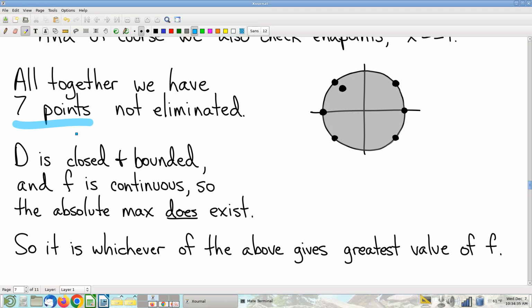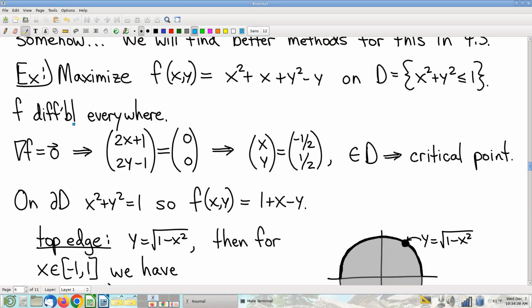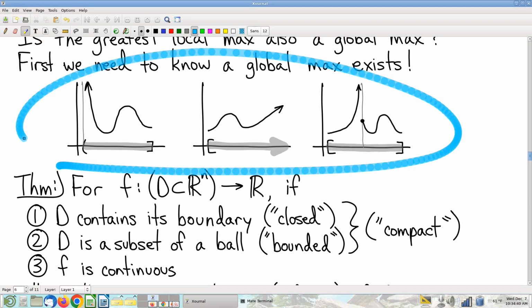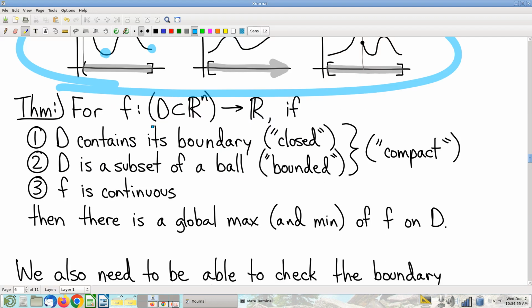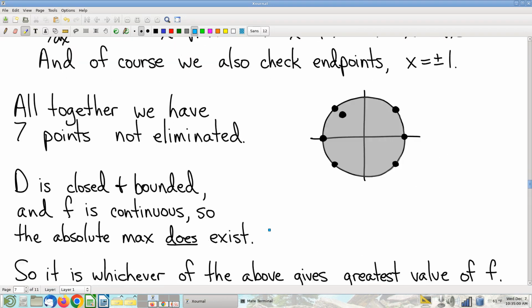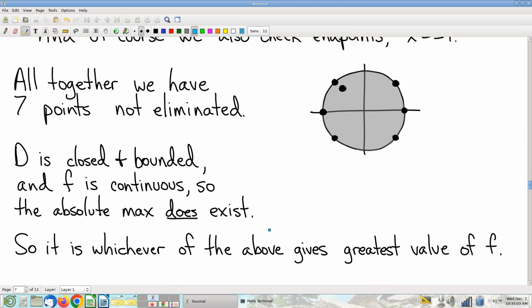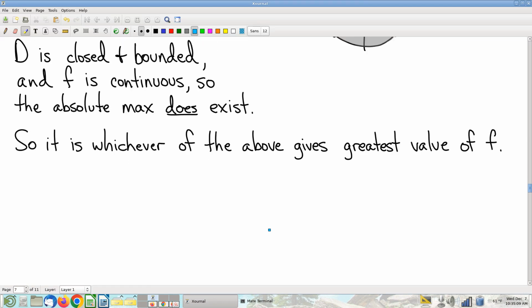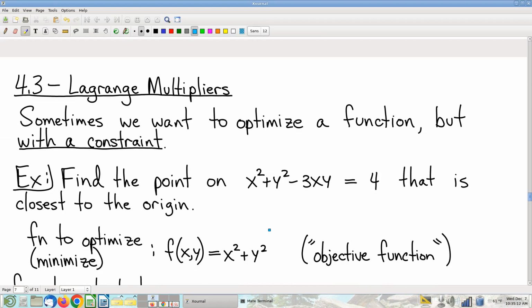And we don't have to worry about any of this kind of nonsense where you have so many critical points, but there is no maximum value, and so the highest critical point isn't the absolute maximum. This kind of nonsense doesn't happen because we've already checked that this theorem works. So there is a global max, and so in this case, whichever of these 7 is the highest value of the function, that is the absolute maximum. Okay, so again, tedious. You don't want to have to do things that way. So let's talk about the better way to deal with these boundaries.